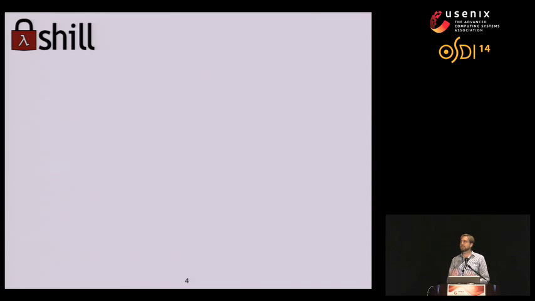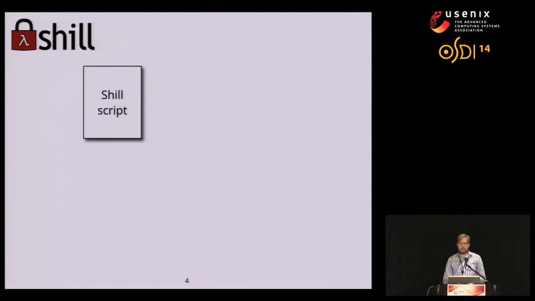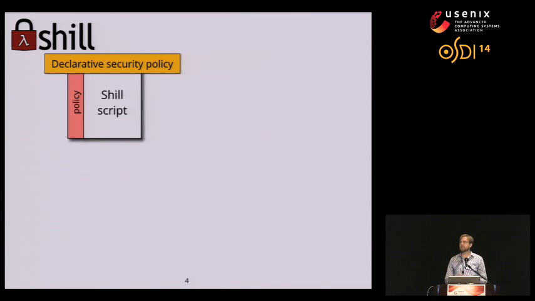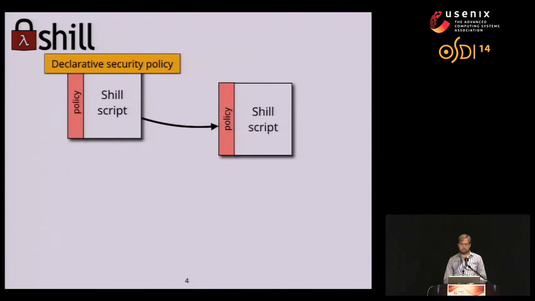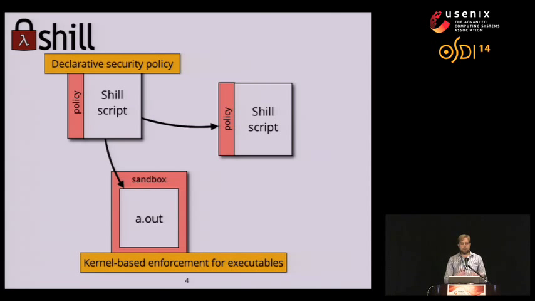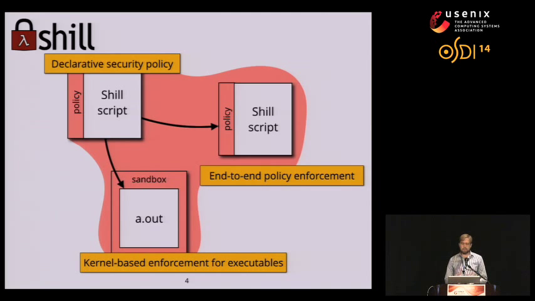SHILL is a scripting language that we've designed to answer these questions and support the principle of least privilege on commodity operating systems. In SHILL, every script that you write or download off the internet comes with a declarative security policy that's enforced by the language runtime. And of course, SHILL scripts can call other scripts and even arbitrary executables. In that case, to ensure that the security policy isn't violated, SHILL uses a kernel module to sandbox the execution of that executable. And in this way, SHILL provides end-to-end enforcement of a declarative security policy.